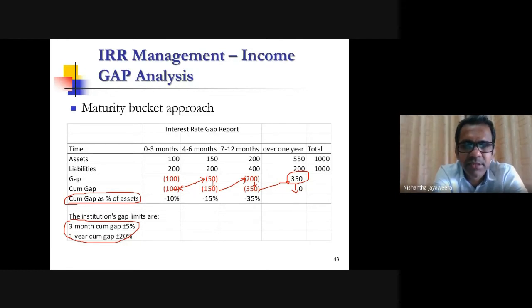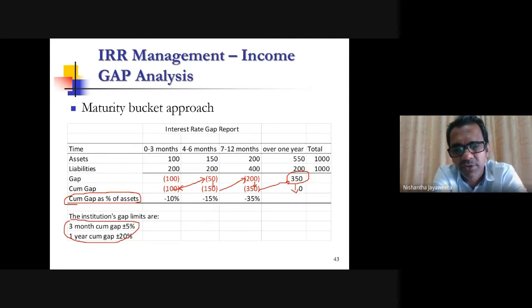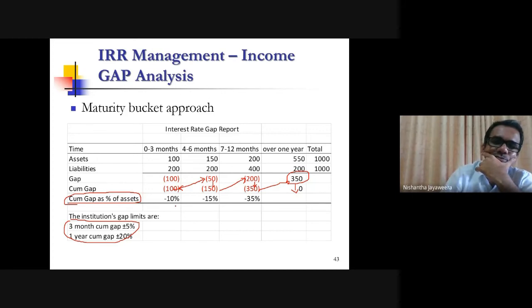In the 3-month bucket, you cannot have a gap compared to assets, either way, that moves by more than 5%, plus 5% or minus 5%. You cannot have a long position or long assets or positive gap more than 5% of the assets, or a negative position which is more than 5% of your total assets. In the 1 year also there's a limit, it should be within plus or minus 20%. But in this case you can see both buckets are in violation of these gap limits.